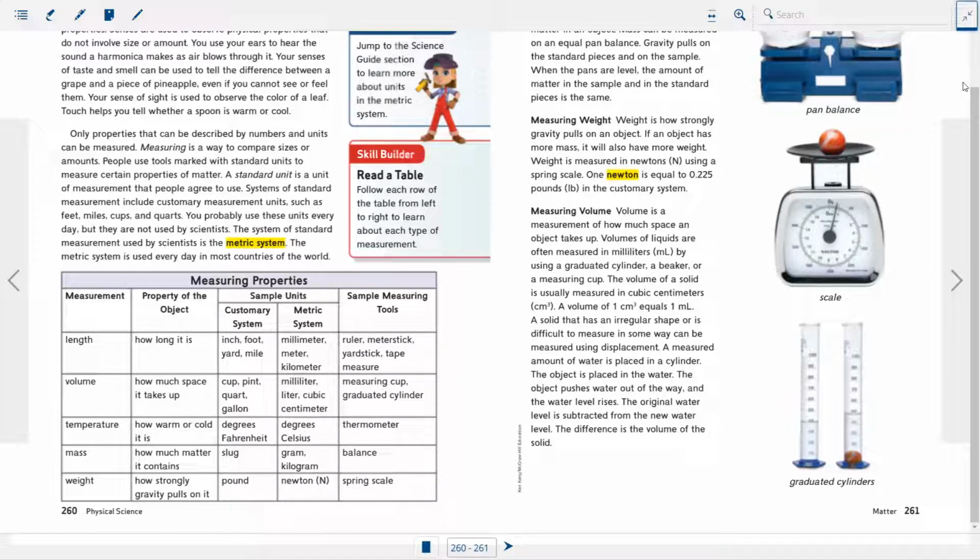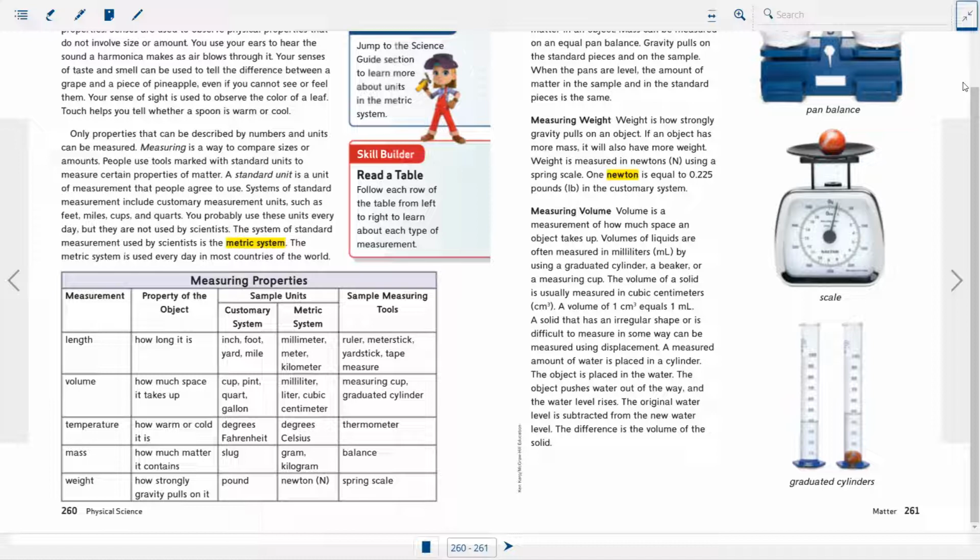Now for temperature, you're measuring how warm or cold something is, and the customary system uses Fahrenheit measurement, so degrees in Fahrenheit, and the metric system uses degrees measured in Celsius. So a measuring tool to do this would be a thermometer.